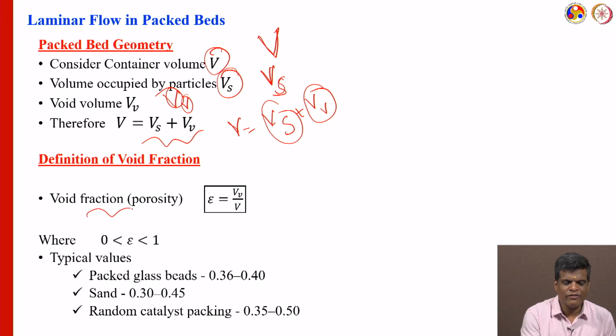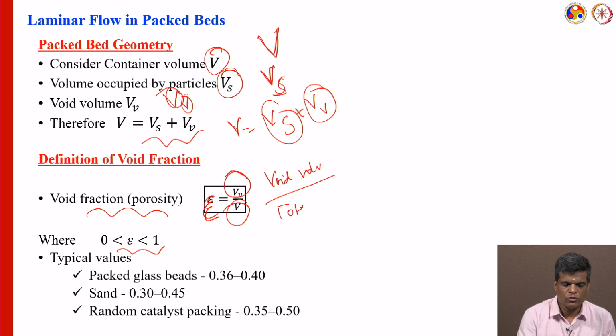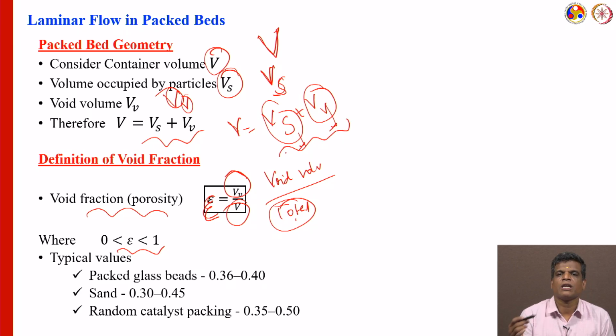Normally, the void fraction or porosity, we write as epsilon. It falls only between 0 and 1, it is not above 1. So, it is the void volume Vv by the total volume. And what is the total volume? The total volume is the void volume Vv plus whatever volume the particles occupy. So, Vv by V we write as epsilon.